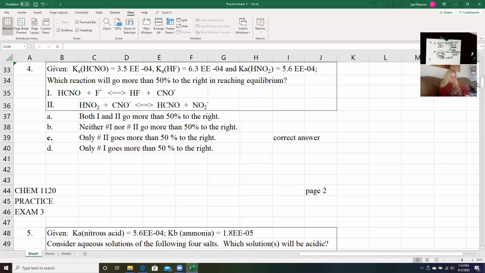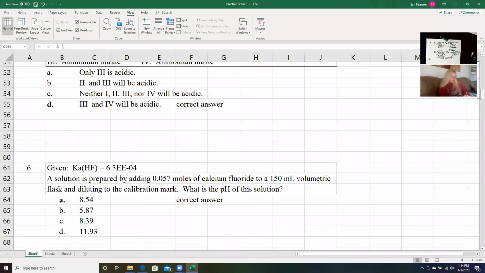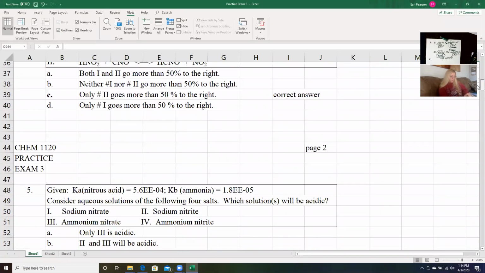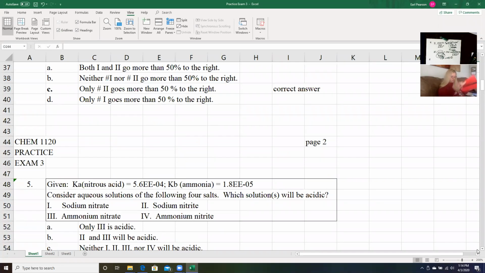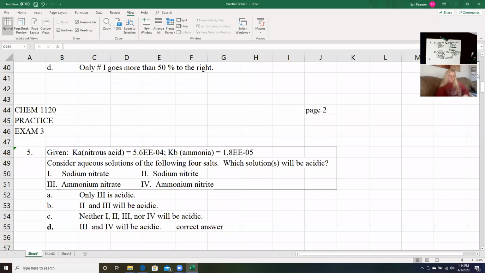Okay, I'm ready for number 5. I want to do a page jump right there. It's kind of hard for me to get everything on the screen. There we go. Consider nitrous acid, here is its Ka, and Kb for ammonia is this. Consider aqueous solutions of the following salts, which will be acidic?